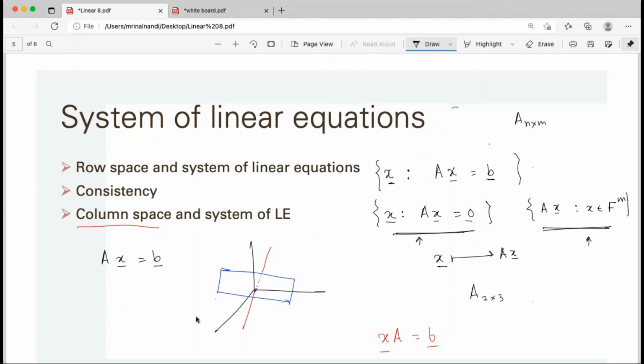Now clearly, this set of all X is the range of A. The column space is the range of the transformation, which is the same as the column space of A. Now if B is not in the column space of A, there is no such X for which Ax equals B. That means it is inconsistent.